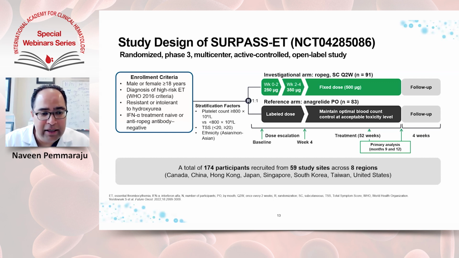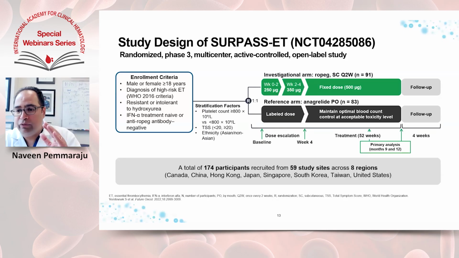So we stratified it based on platelets, which makes sense, symptom score, and your ethnicity. The one-to-one randomization was conducted. The new arm, the RoPEG, is actually interesting. Most of you are familiar with the Pegasus, which is a self-injection weekly. This is every 2 weeks, so just know it's a little bit more patient-friendly.